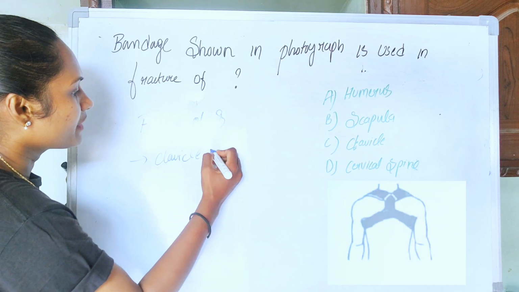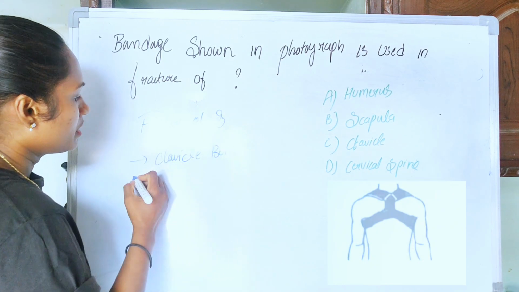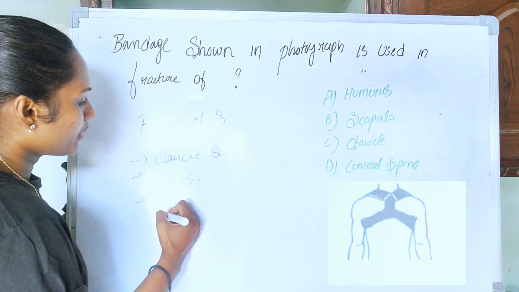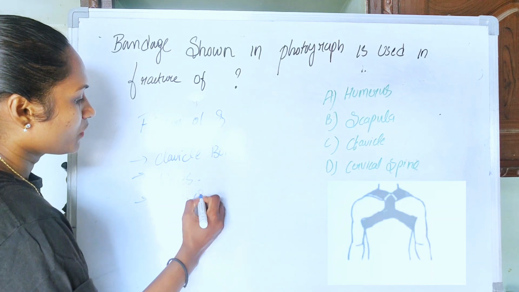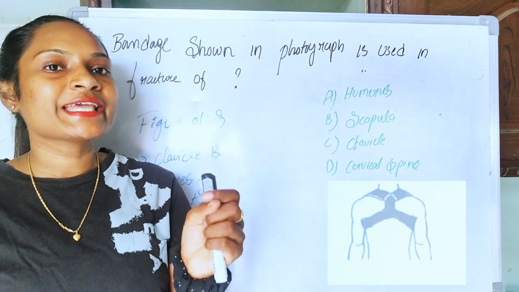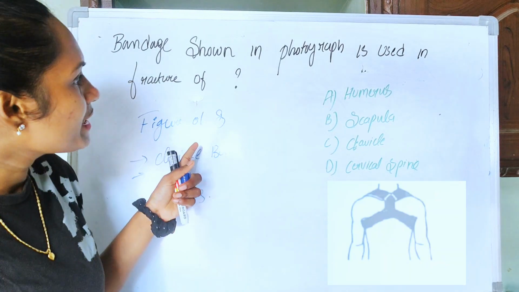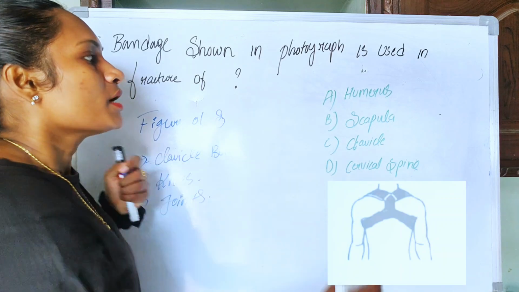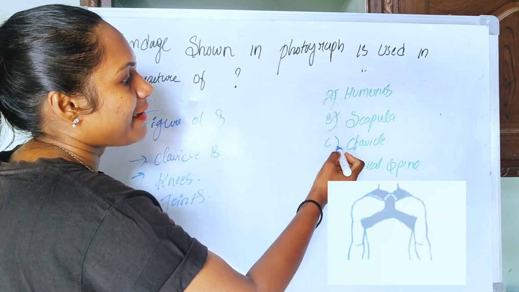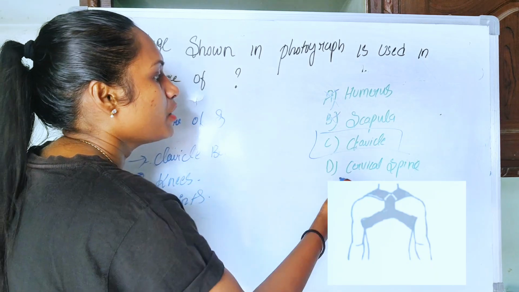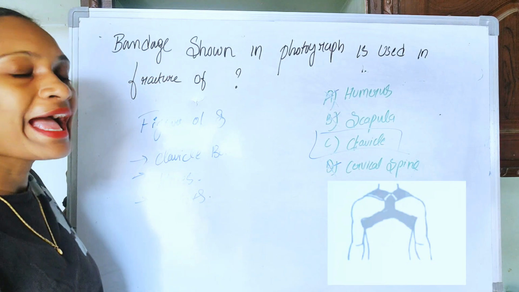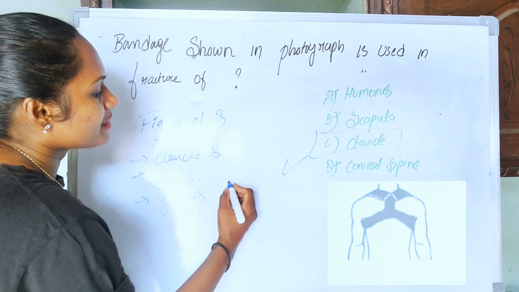These kinds of bandages we use in the clavicle bone, knees, all joints. In these areas we use figure of 8 as a bandage technique. So option A humerus wrong, option B scapula wrong, option C clavicle yes, correct answer, option D cervical spine wrong.